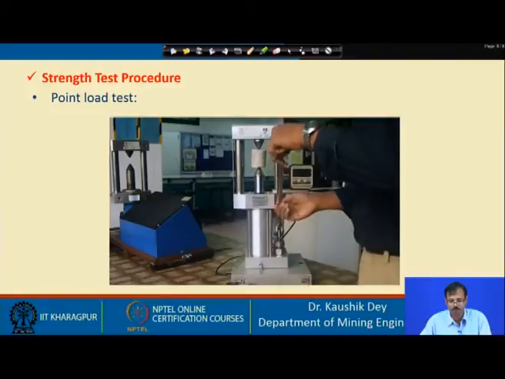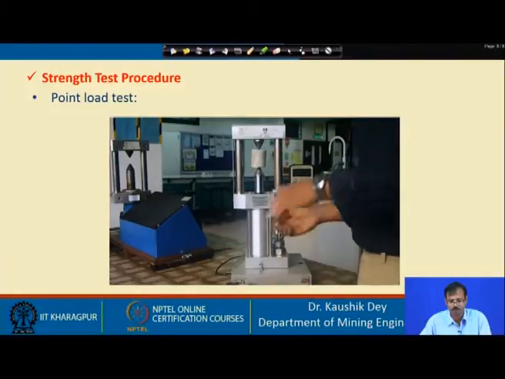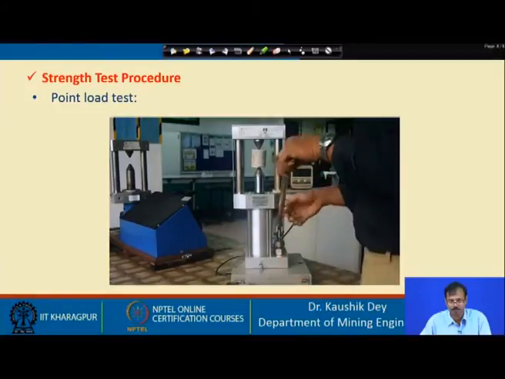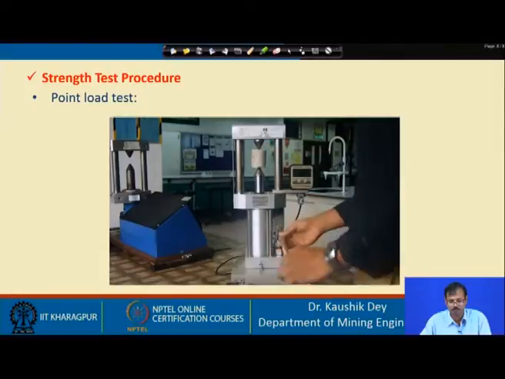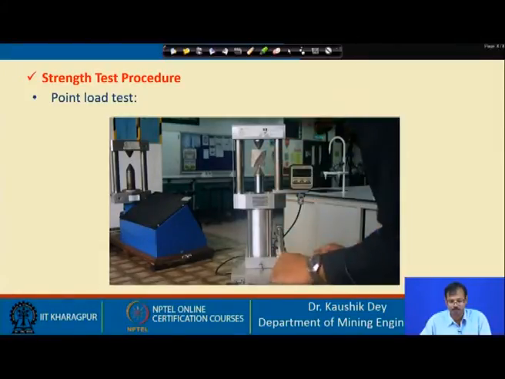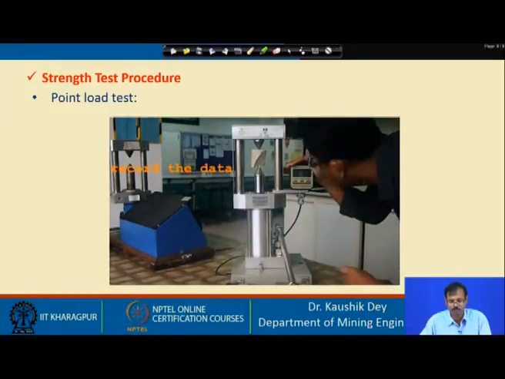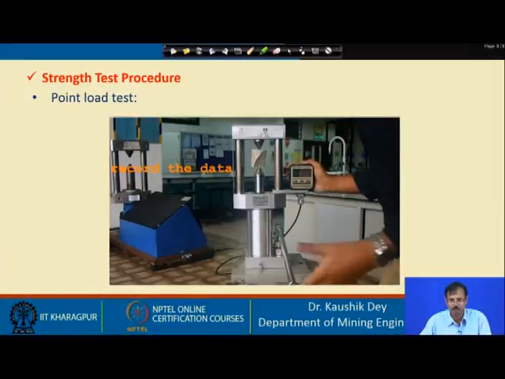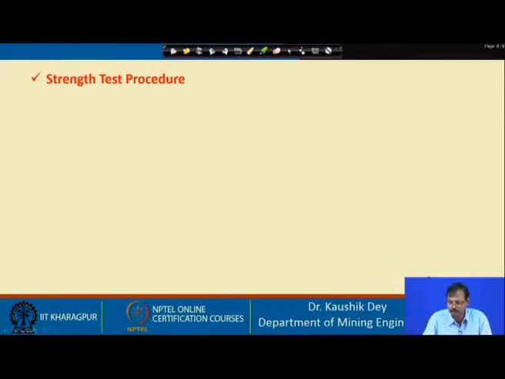Then continue the test by increasing the load, and you will feel that this gets harder and harder until the sample fails. And as you can see now, the sample has failed and broken apart. And lastly, take the reading of the maximum point load recorded in the gauge. So, you can observe how the point load test is carried out.